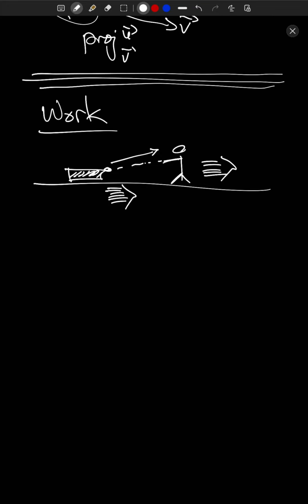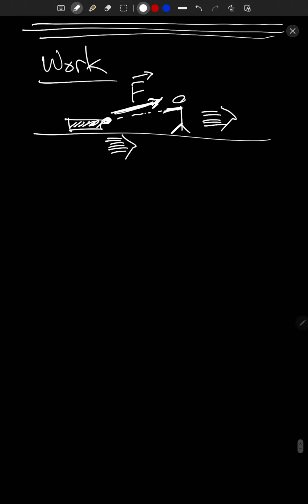Let me call the force of my pulling F, right? And again, it's a vector that's kind of tilted because, well, this object is on the ground and my arms are high up over the ground. The object is going to be moving, like I said, in this direction. And let's say it moves from here to here, right? Let me give this guy a name. Let me call it the vector D.